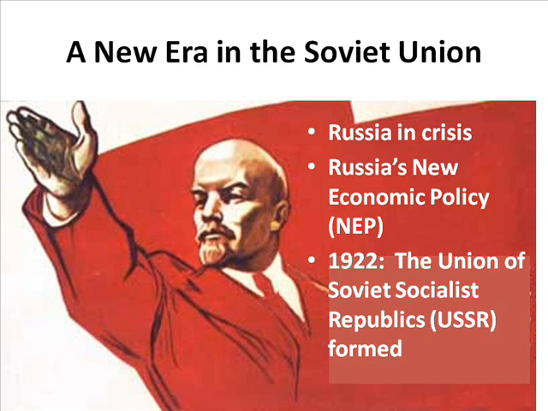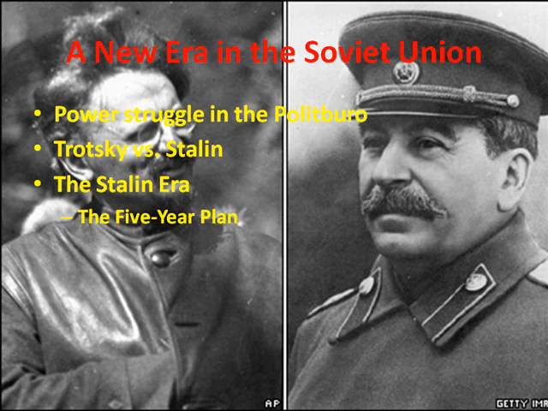When Lenin died in 1924, there was a struggle for power within the Politburo. The Politburo was a 7-member committee that had become the leading policy-making body of the Communist Party. One group in the Politburo wanted to end the NEP and begin a program of rapid industrialization. Leon Trotsky led this group.